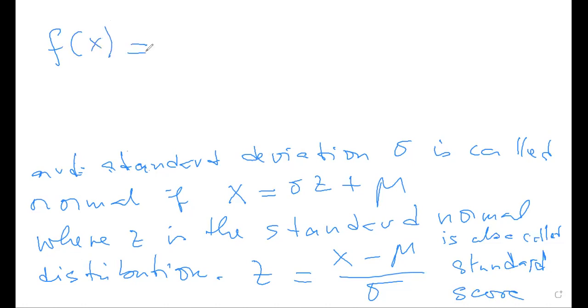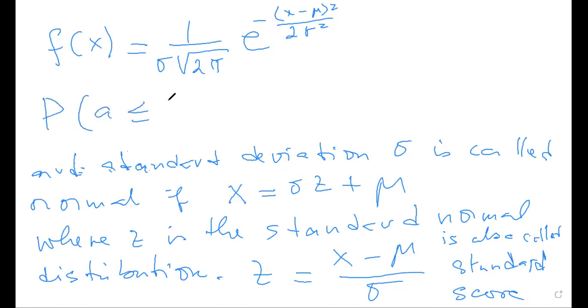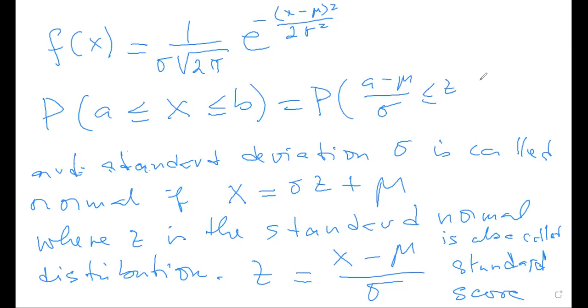So f of x, the density function, is 1 over sigma square root of 2 pi, e to the minus x minus mu squared over 2 sigma squared. Just like minus z squared over 2. You see, this is z. What I have here is z squared over 2. So this is the density function of a normal distribution. And we say that the probability that A is less than or equal to X, less than or equal to B, is equal to the probability that A minus mu over sigma is less than or equal to Z, less than or equal to B minus mu over sigma.